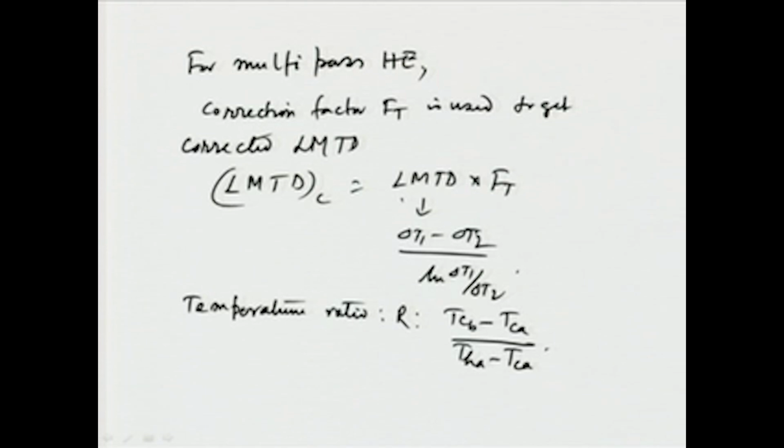So, this is the temperature ratio, and the other parameter P is given by THA minus THB by TCB minus TCA. So, it is the differential temperature of the hot fluid by the differential temperature of the cold fluid that is being achieved by the heat exchanger. Based on these parameters, we have several values of the correction factor, the LMTD correction factor.